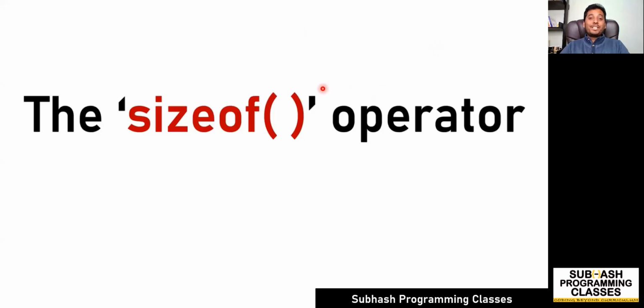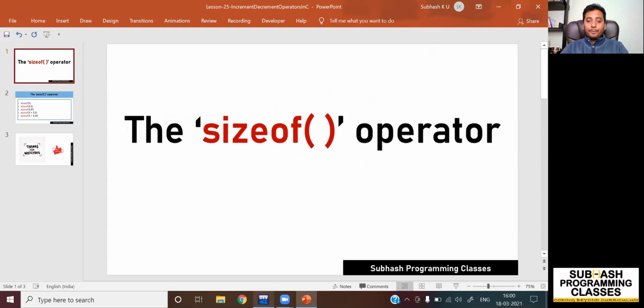In the previous lesson, we discussed increment and decrement operators. And in this lesson, we are going to learn about the sizeof operator. So the sizeof operator is a compile time unary operator in C language that is used to find out how much memory has been occupied by an object in your C program. Okay, so let me show that practically to you so that you will understand it better.